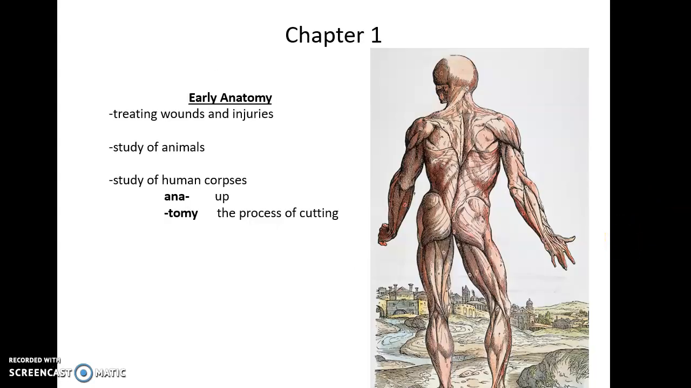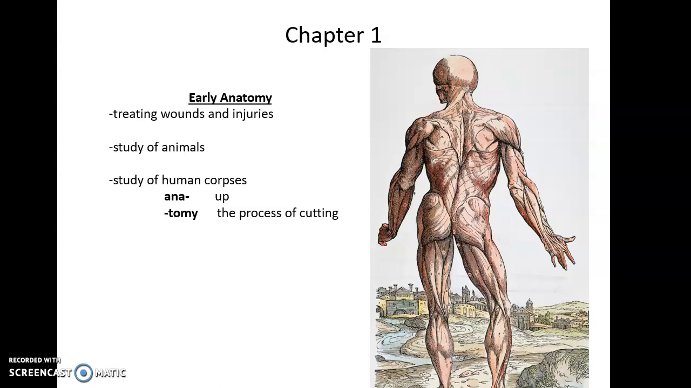So, early on, human anatomy was basically a collection of information gathered in various random ways. Some information about human anatomy was learned by treating people's wounds and injuries, from falls, from sword cuts, from whatever. The other way that human anatomy was learned about was from the study of animals and the butchering of animals. Of course, this isn't exactly correct, but the animals did provide some information relatable to human beings.